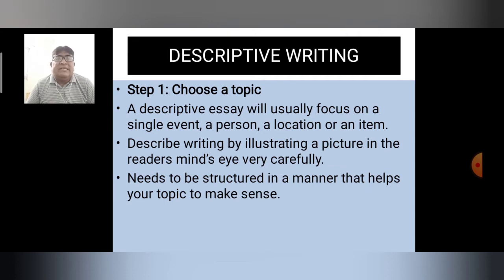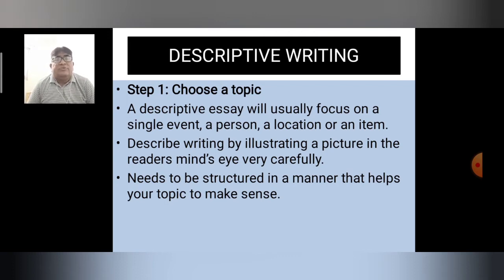So a descriptive essay will usually focus on a single event, a person, a location, or an item. So we have to focus more on a single event first of all, a person or any location or any item. We have to describe this writing by illustrating a picture, to describe that picture so that the readers can read very carefully. The readers keep their minds and eyes very carefully in the book itself, in the essay itself.